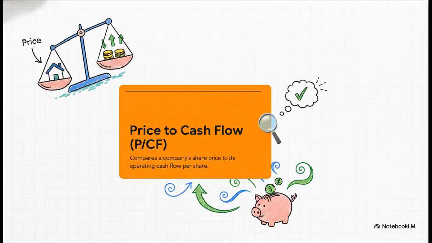And that's where this next metric, the price-to-cash flow ratio, or P/C, comes into play. Think of it as the ultimate lie detector. It completely ignores those paper profits we just talked about and focuses only on the actual cash a company is generating. It tells you what you're paying for every dollar of real cash coming in the door.